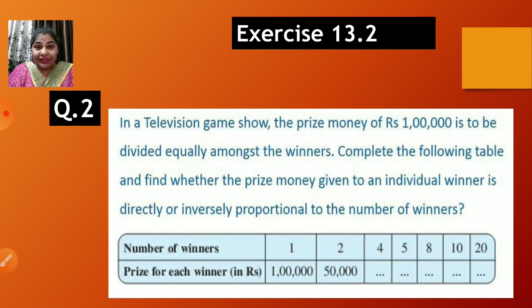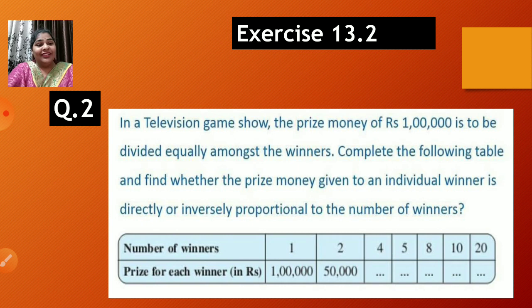1 lakh is to be divided equally amongst the winners. So complete the following table and find whether the prize money given to an individual winner is directly or inversely proportional to the number of winners. Now we have to first find out, and then tell whether the quantity is in direct proportion or in inverse proportion. The total money is 1 lakh, children, and it has to be equally distributed.